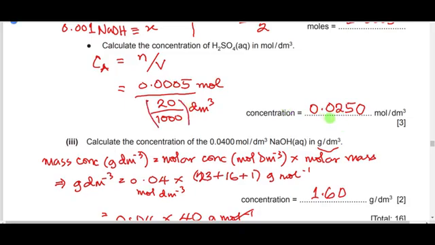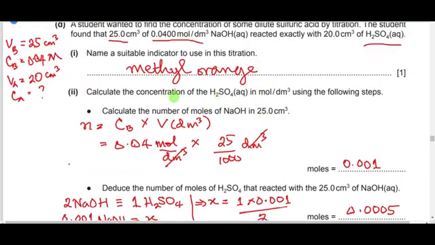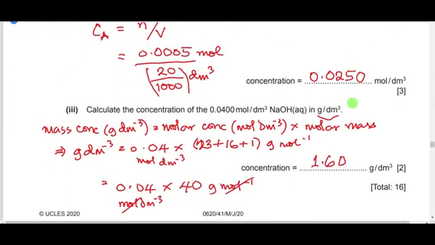So that's 0.0250 moles per dm cube. Based on this, we've answered this question already. Now we're told to calculate the concentration of H2SO4 in moles per dm cube using the following test. That is the concentration of the acid, right? We've done that. Now this is a different question.